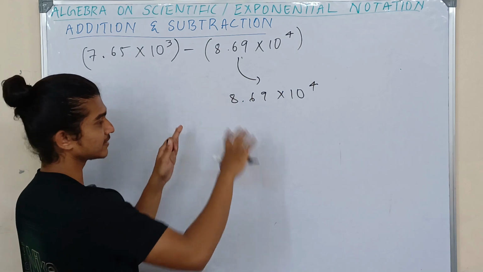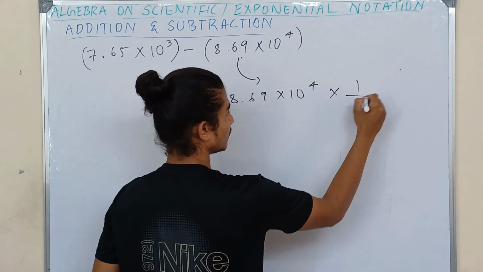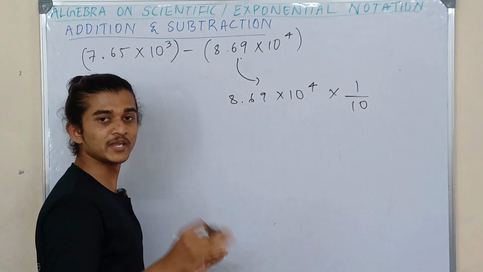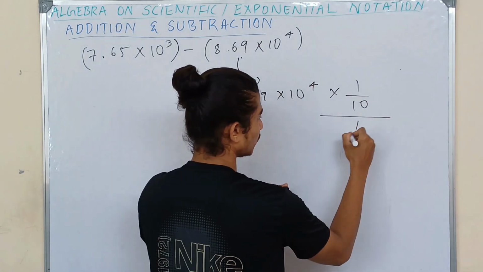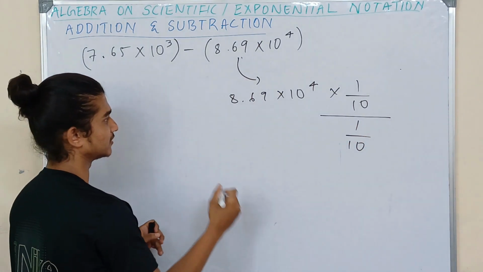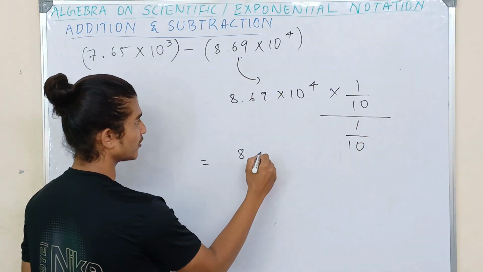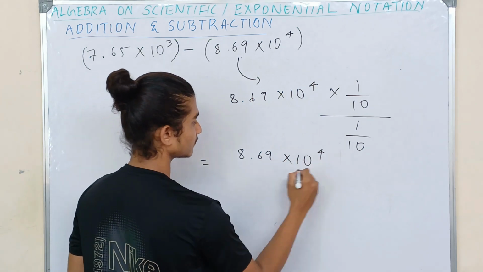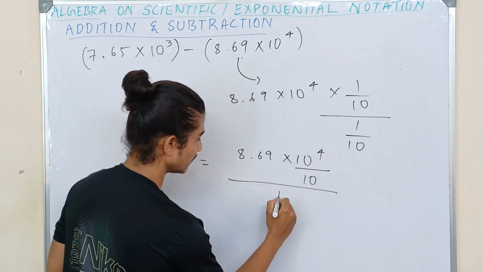In order to make it 10 to the power 3, I'm going to divide it by 1 by 10 to the power 10. And in order to make no changes, I'm going to again take 1 by 10 to the power 10 and multiply it with it. So what I'm going to get is 8.69 into 10 to the power 10 divided by 10, whole divided by 1 by 10.